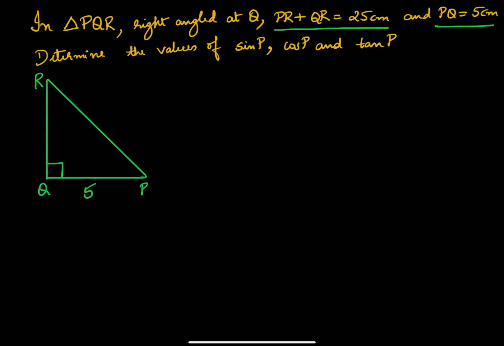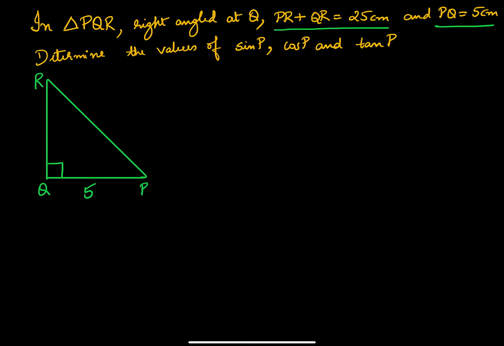This is an interesting problem. So the information given to us is we have a right angle triangle and the sum of two sides is 25, which is PR plus QR is 25, and one of the sides the value is 5 centimeters. So we know only one side which is equal to 5 and the sum of other two sides as 25.